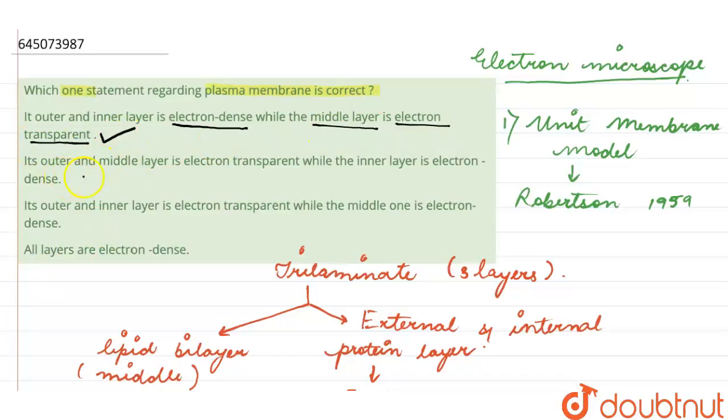Then, outer and middle layer is electron transparent, so this option is wrong. Outer and inner layer is electron transparent, this option is also wrong. And all layers are electron dense, so this option is also wrong. Our correct answer is the first option.